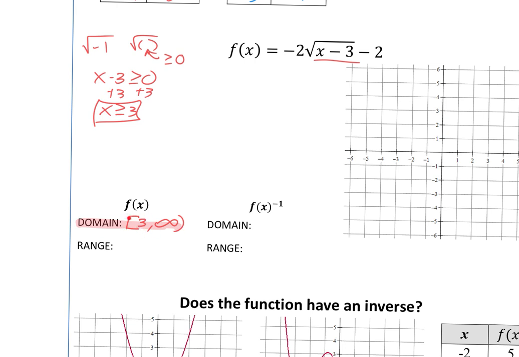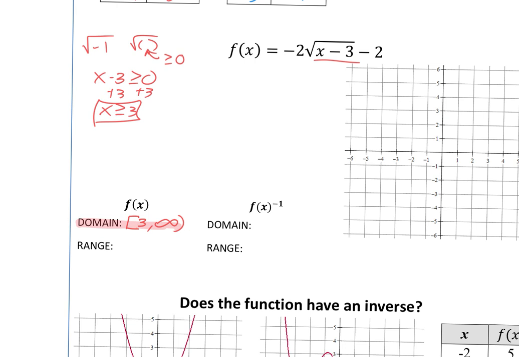This bracket means that we include 3. The parenthesis means we don't include infinity, but that's because infinity is not a real number. So parentheses are for numbers that we don't include. Brackets are for numbers that we do include. We'll do the range after we graph it. I just wanted to show you how you can quickly tell the domain just by looking at it.